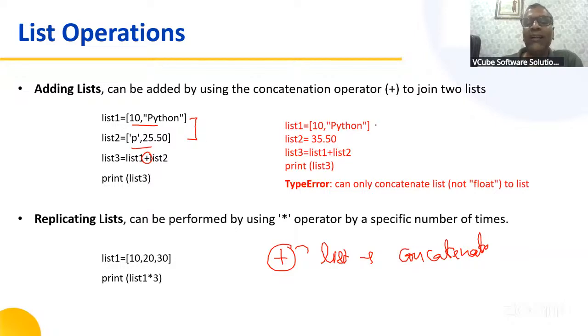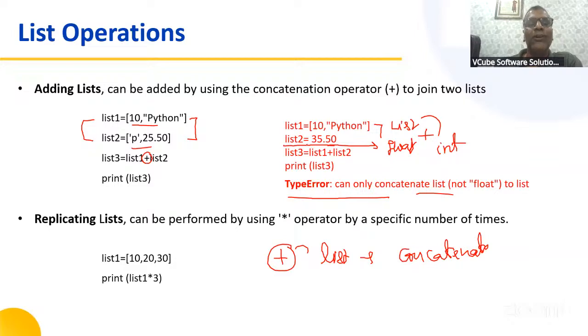Whenever you are concatenating, if one is a list object but the second one is a float object, I cannot concatenate a list object with a float object. It will be a type error. In the same way, if you want to add a list object with an integer object, this also gives a type error. Whenever you are concatenating two lists, both must be lists. If you take the second one as either float or integer, that will generate a type error.